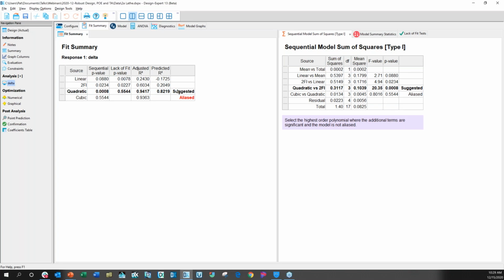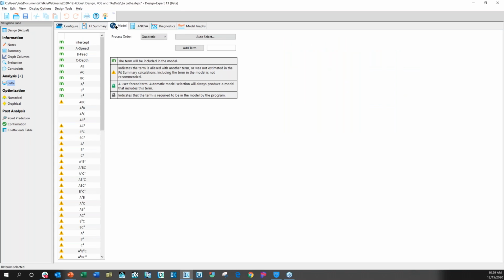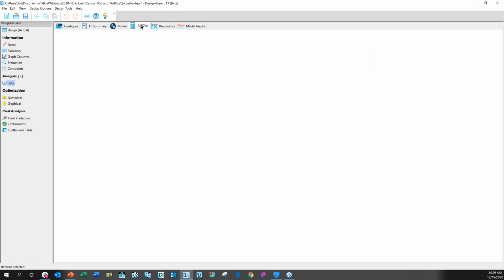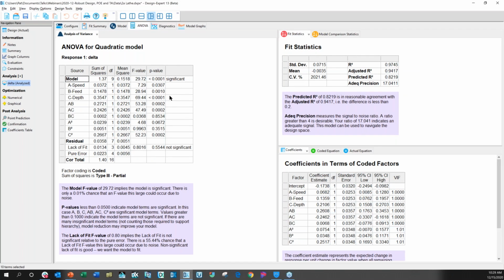So this is suggesting we use a quadratic model. Now that cubic model's aliased, we can't fit it, but we can estimate some cubic terms. But when we look at those cubic terms, they don't seem to really add anything. They're not significant, and they don't increase the adjusted R squared. So it looks like we'll go with that model. If I go to ANOVA, I can see that that model is highly significant, lack of fit's insignificant. I've got a good agreement between adjusted and predicted R squared. They're high. I have adequate precision.